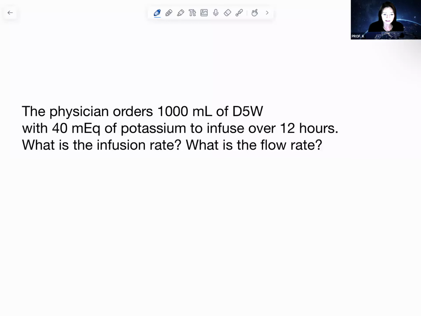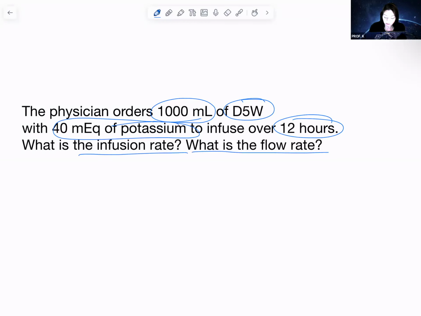Perfect. You didn't get frazzled and dazzled because it's telling you this 1,000 milliliters of D5W has to be given over 12 hours, and it just so happens to have medication in it. What's the infusion rate? What's the flow rate? Well, how do I know I'm solving for a pump? It doesn't say the word pump. Anybody want to guess? Right on, Stephanie. It doesn't say drop factor either, so I can only use what I got. I got to give 1,000 milliliters over 12 hours.